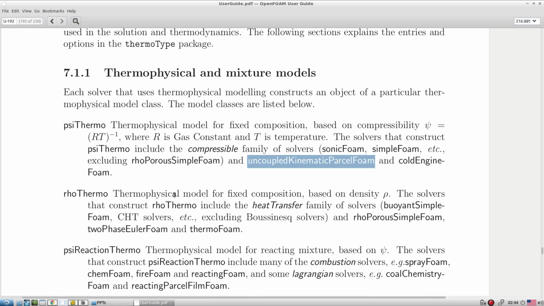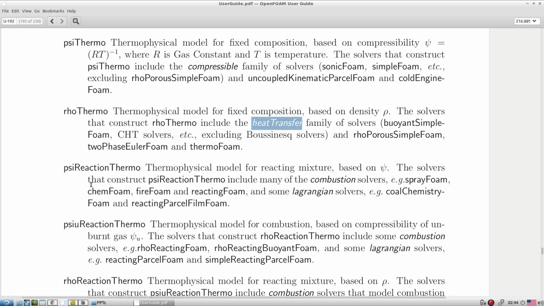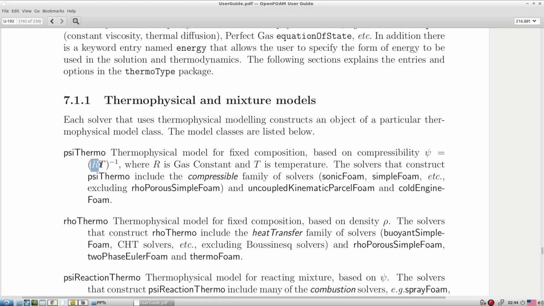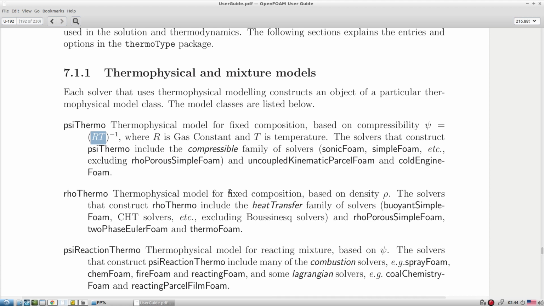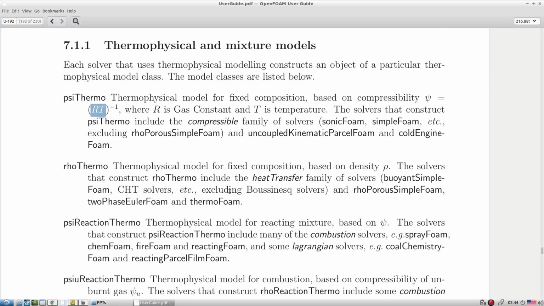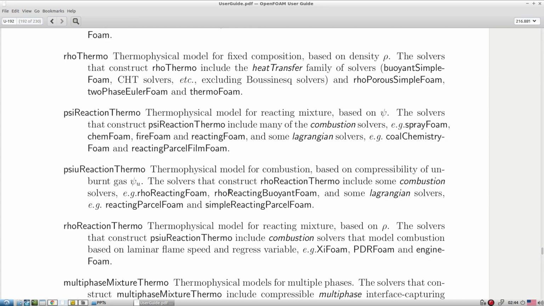Then rho thermo, a thermophysical model for fixed composition based on density. The solvers that construct rho thermo include the heat transfer family, buoyantSimpleFoam, chtMultiRegionFoam, all these belong to that. Then psi reaction thermo, a thermo model for reactive materials, or mixture based on psi. So psi is the compressibility, and it is related this way. What we normally do is derive the density from psi and the pressure, or sometimes pressure from psi and density. So depending on the requirement, they modify the variables.